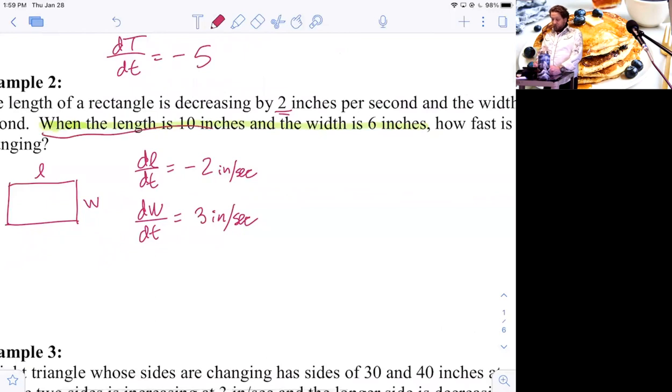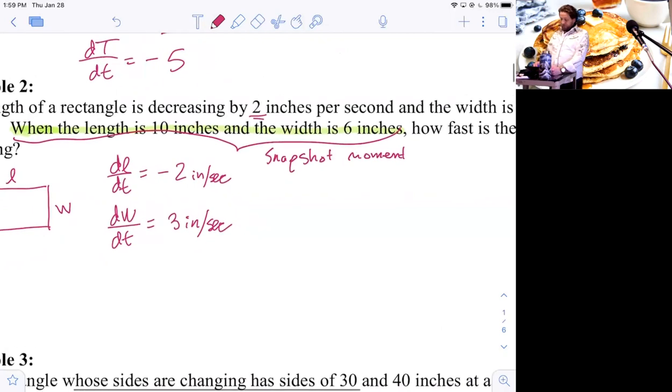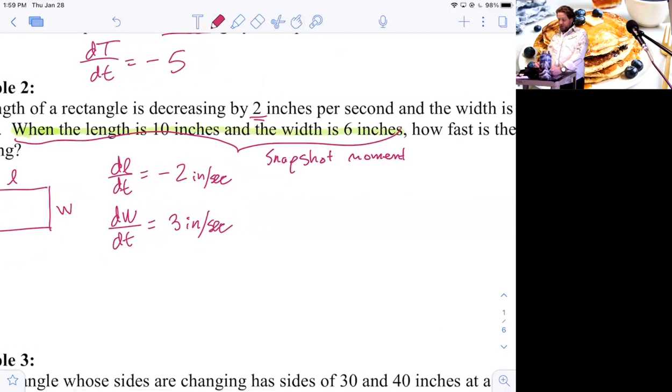So this is what I always call the snapshot moment. Cameras used to make a sound when you took a picture, the shutter. Maybe some still do, but that's the snapshot, right? So that means when the length is 10 and when the width is 6.